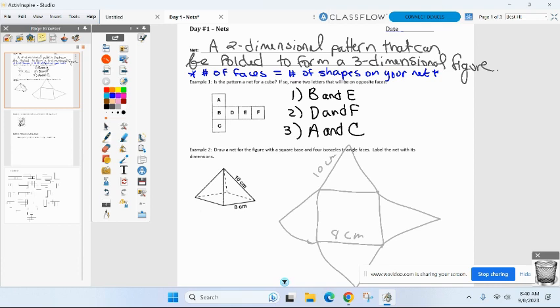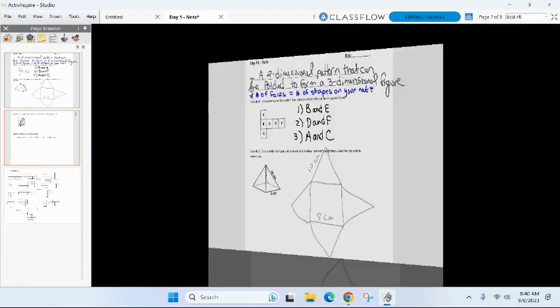Did anybody have a different one? Because I want to make sure you guys realize there are different ways to draw nets. There's just not one way. You know, I could have made the triangle a base instead and had the square come off of it. All right, so there are different ways to do it. Any questions from you guys? We're all good? Drawing one and folding it back up. Looks like we're all right.